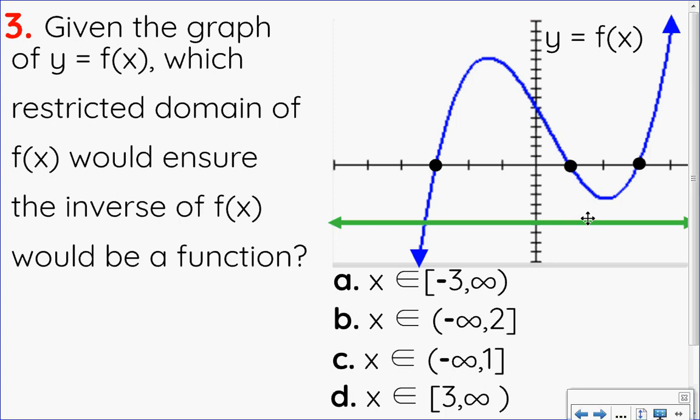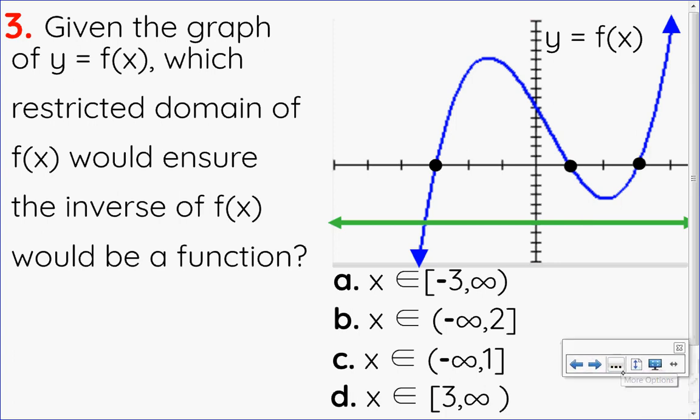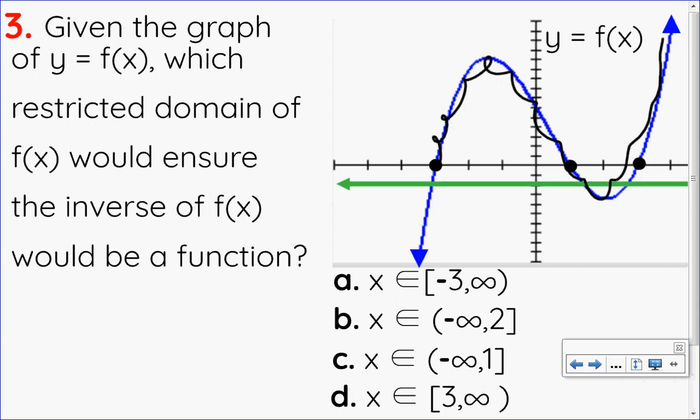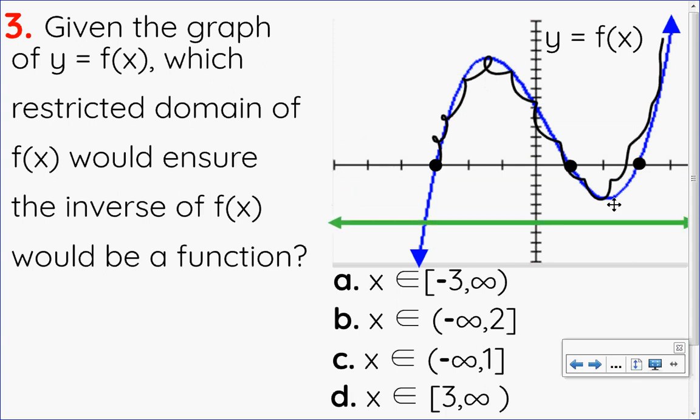Okay, so let's look at the options that they have. So my first option is that I could restrict it so that x was from -3 to +infinity. So that means I would start at -3 to +infinity. So I would be looking at this part of the graph. So if you look, that does nothing to make me pass the horizontal line test. So that is definitely not an option.